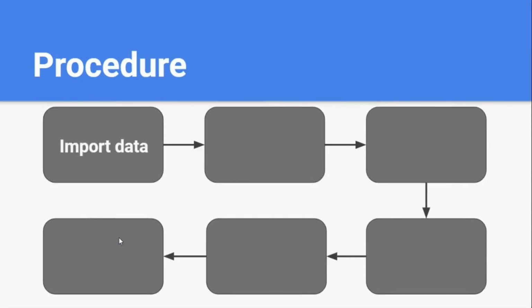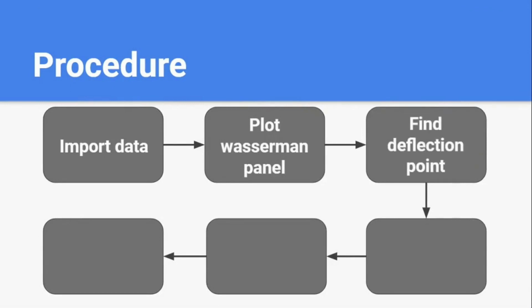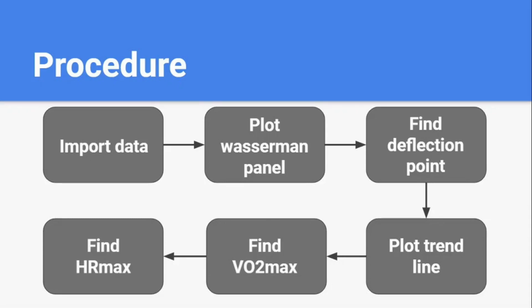Procedure: first of all, I'm gonna import the data, then I'm gonna plot the Wasserman 9 panel. After that, I'm gonna find the deflection point based on the Wasserman 9 panel. Then based on the deflection point, I'm gonna find the BD1 and BD2. Then I'm gonna plot the trend line. Then I'm gonna find the VO2 max, and finally heart rate max. I'm gonna show you how to do all those procedures by using MATLAB, so let's go to MATLAB.